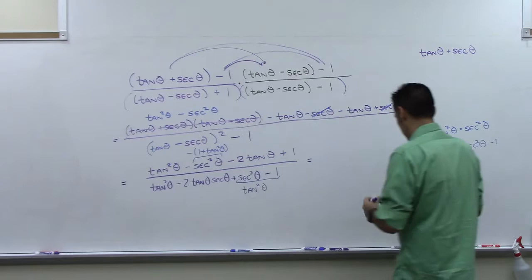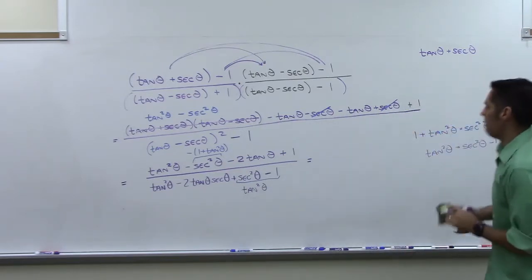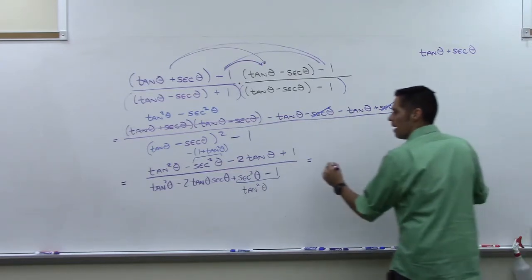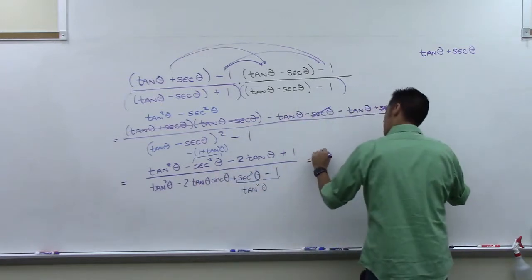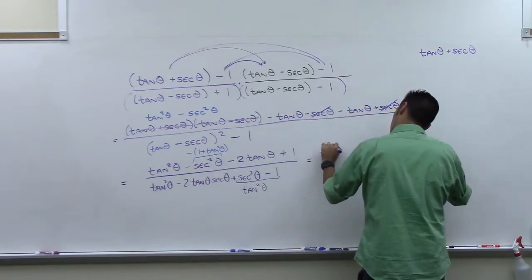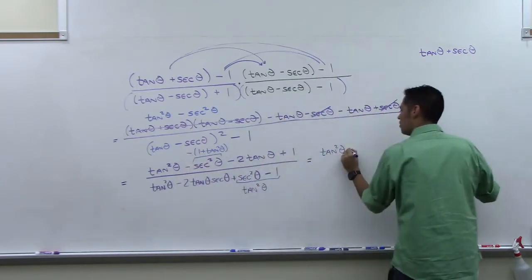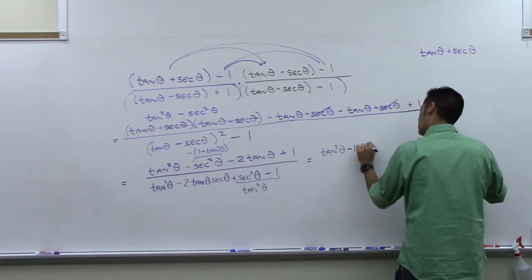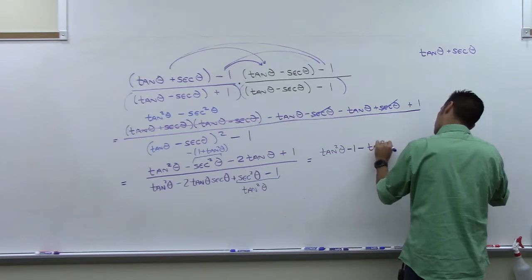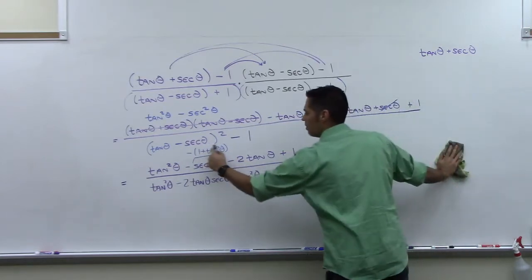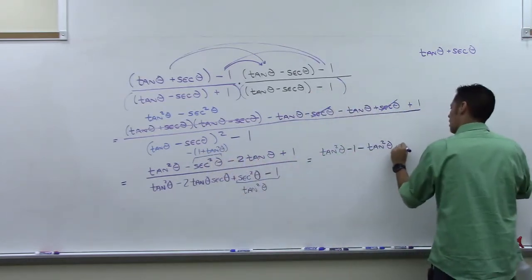All right, let's try and rewrite this. So I have this tangent squared theta. Then I have this negative is going to go through here. I get -1 minus tangent squared theta. Okay, so I've done those. Minus 2 tangent theta.